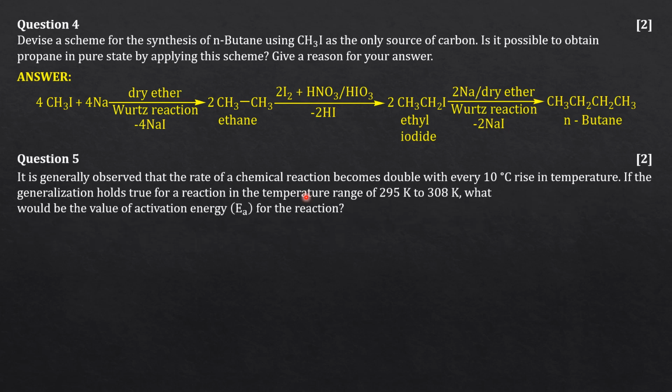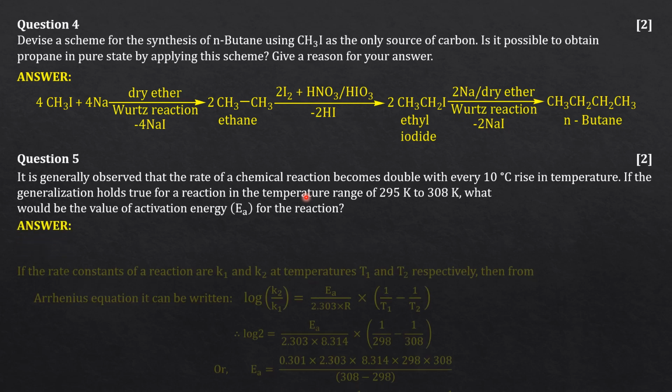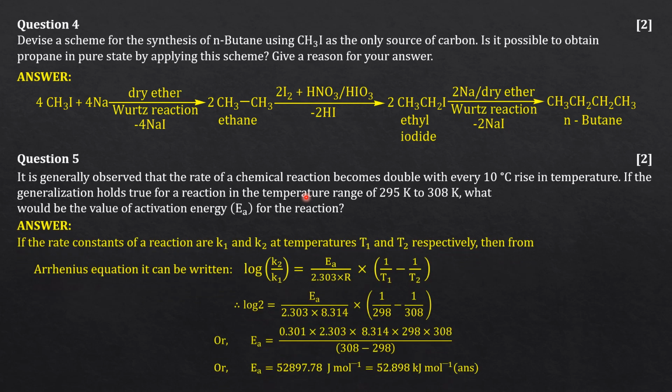Next question. This is related to your Arrhenius equation. This is a simple formula-put question, but I will mention a few points. Though it is a simple formula-put question, we find some mistakes. The most common mistake is students get confused whether it is 1 by T1 minus 1 by T2 or 1 by T2 minus 1 by T1. So I will tell you a trick.